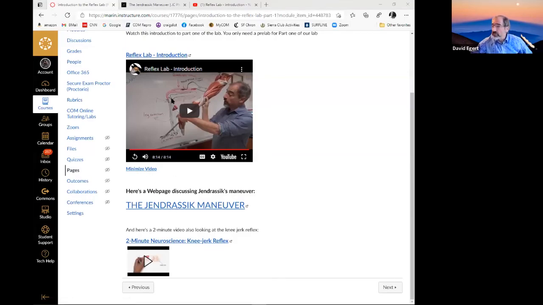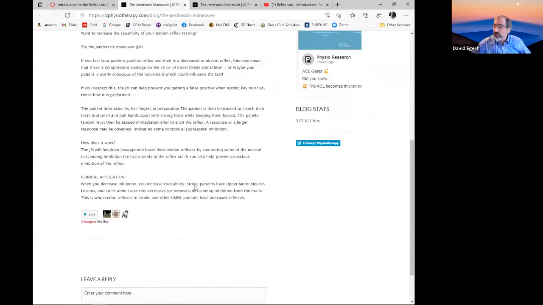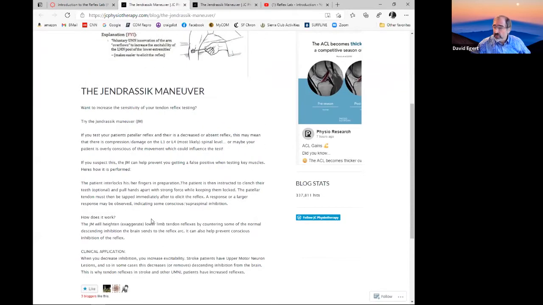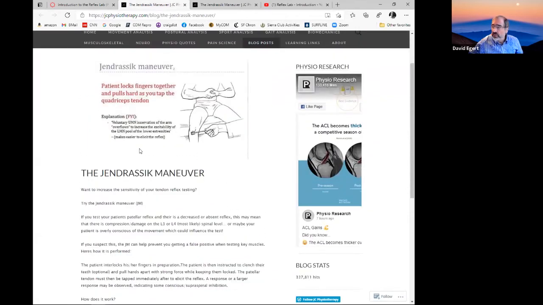On this page, which was the Introduction to the Reflex Lab, there's a little web page describing the Jendrassik maneuver. It's just a few paragraphs, so you can get a sense of what it is. If you're trying to remember what the Jendrassik maneuver is again, here's a little description of it. Exactly how it works, depending on what you read, there are some different hypotheses. It's clear that in general, it tends to facilitate, or increase the magnitude.